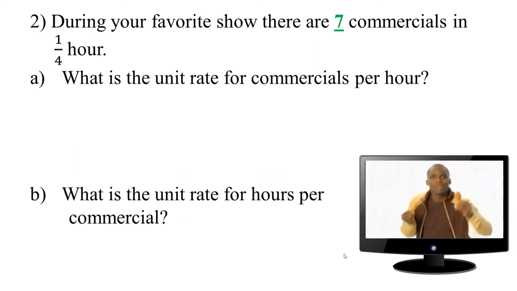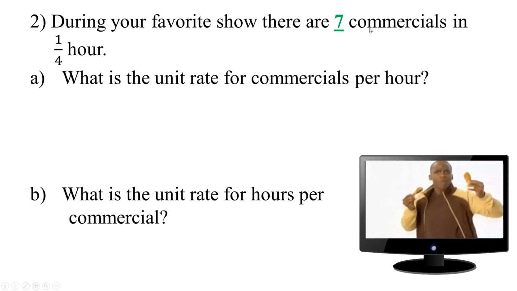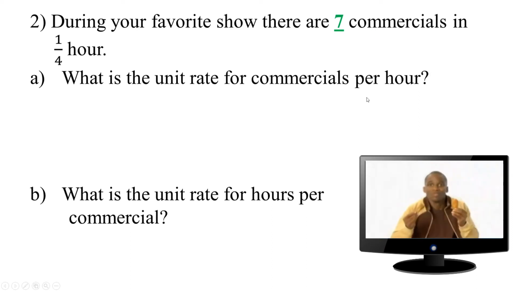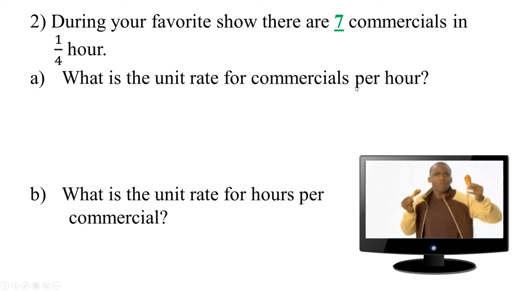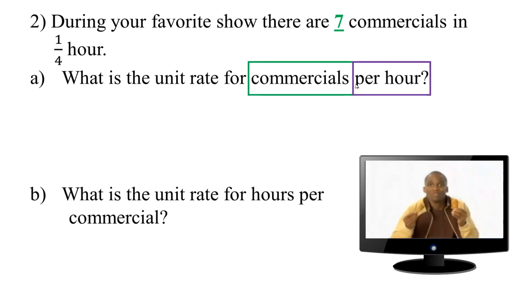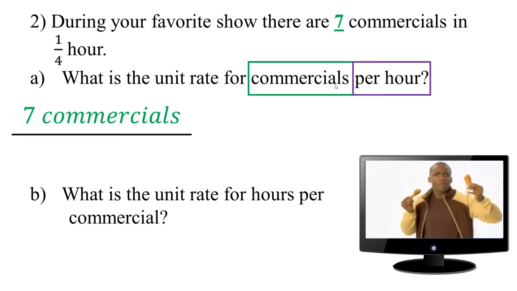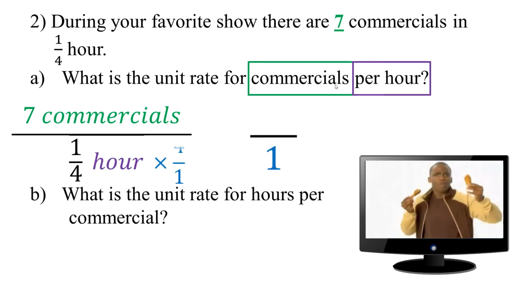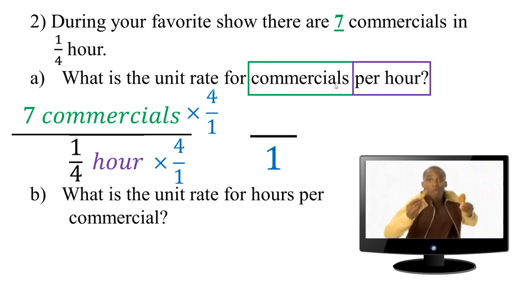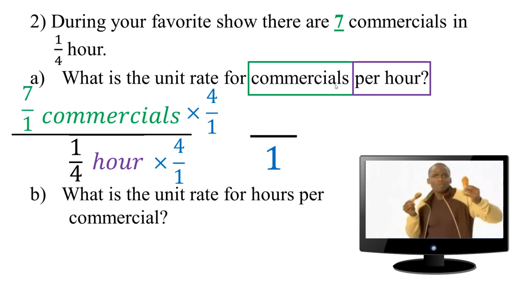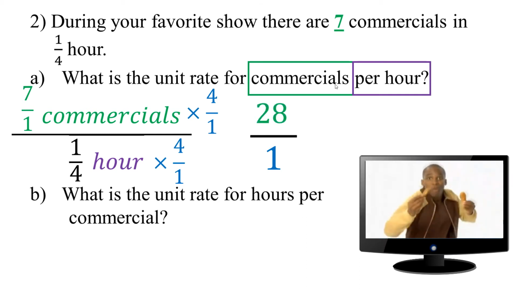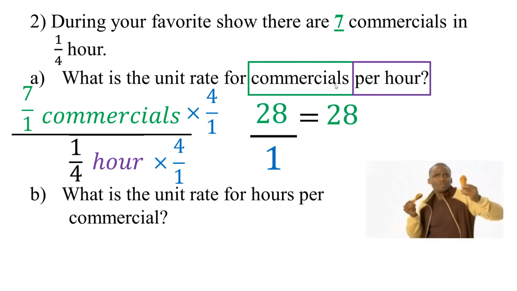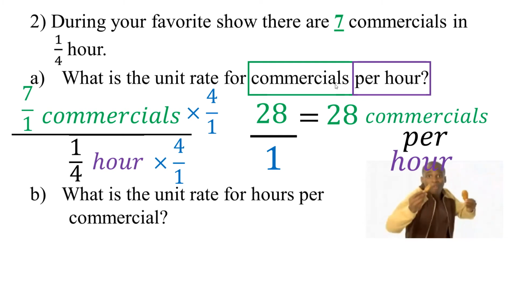During your favorite show, there are 7 commercials in a quarter hour. So the first part, A, is saying what is the unit rate for commercials per hour? So we want to do commercials per hour. So please try it, pause the video, and then check. So commercials is 7, and per hour is 1/4. So it needs to be 7 commercials over 1/4 of an hour. We need 1/4 to become a 1. So we're going to multiply by 4/1. 7/1 times 4/1 is 28, or 28/1. And therefore, we're going to have 28 commercials per hour.